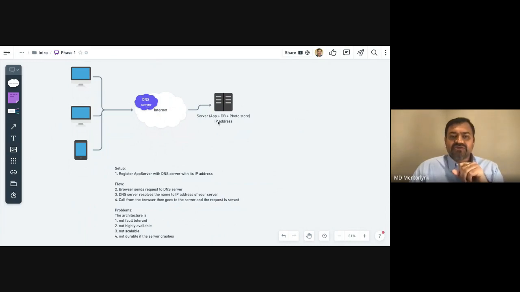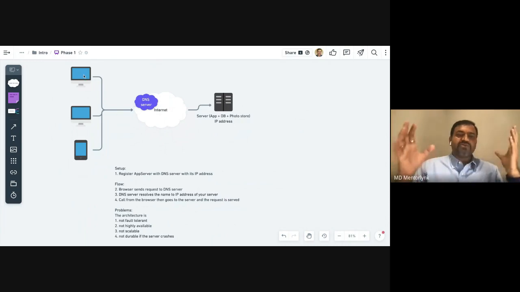So this DNS server has your app server with its IP address, and the flow is that the browser sends a request to the DNS server. From here, any of these browsers, or apps really, resolves the IP address from this DNS server, and then the call goes to the server, which serves the request. You ask for a particular photo ID, and it replies with those bytes, and it renders in your browser as a photo. Simple, very simple.